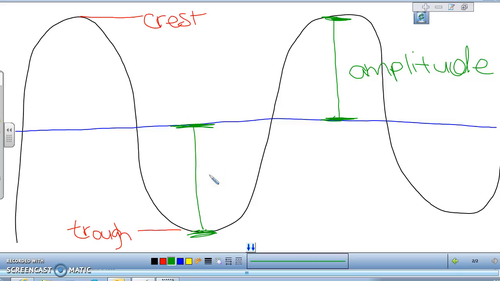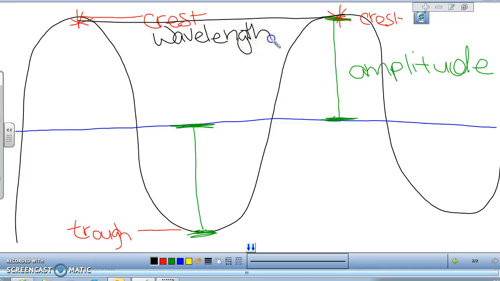The next part says the distance from one crest to the next is the blank. So if I wanted to know the distance between here and this other crest, from here to here, that's called a wavelength. So it tells me how long the waves are. Essentially, this starts the wave. The wave goes down through a trough and back up to a crest, and that is one wave. So from here to here is considered a wave.